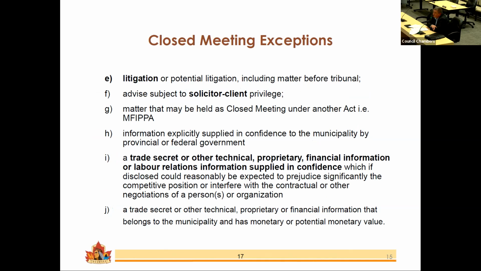Sometimes councils will go into closed session because the subject matter concerns either a trade secret or some type of proprietary information that's been supplied in confidence to council. And if it were to be disclosed, could bring harm or prejudice to that competitive position or the status of those negotiations. So those are some of the, and again, the exceptions are all premised on the idea that disclosure in an open meeting would likely cause harm to the best interests of the town. Next slide, please.